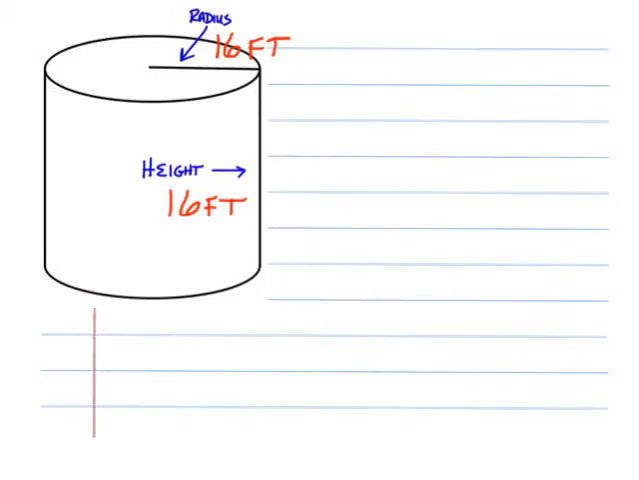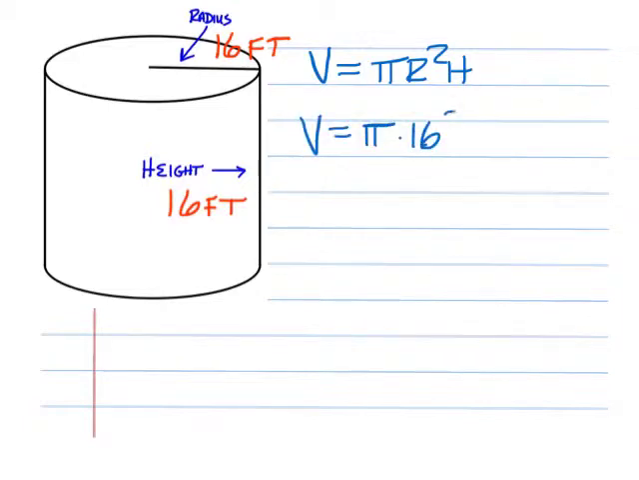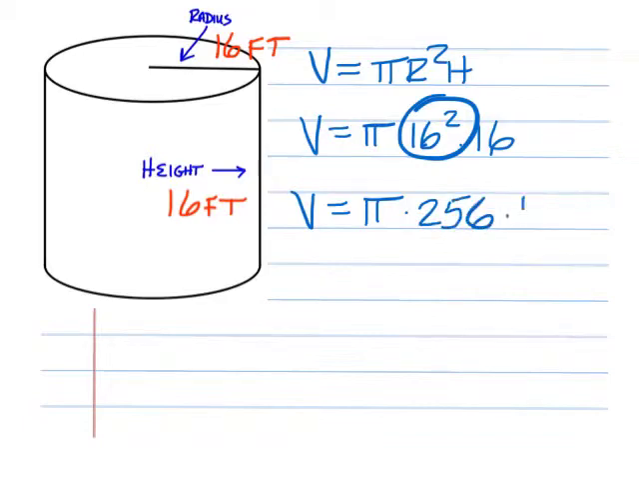Here's another example. Radius and height. Write out the formula. V equals pi r squared h, and you're looking for r, which is 16. Square that, and the height is also 16. Simplify 16 squared to get 256. And then multiply that 256 by 16.